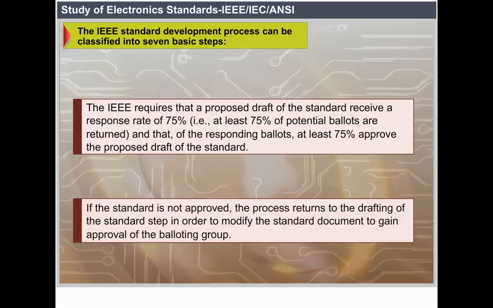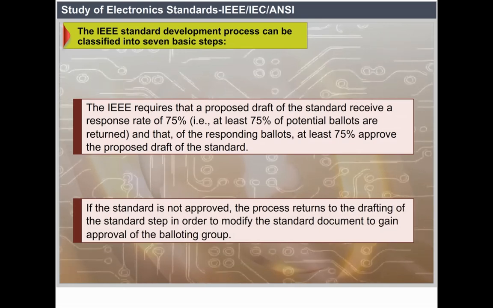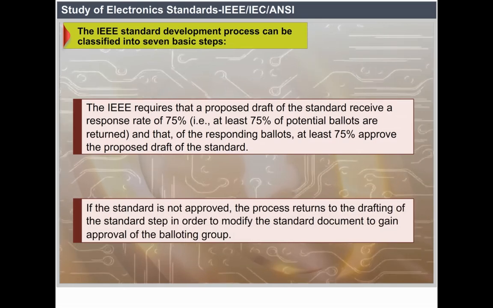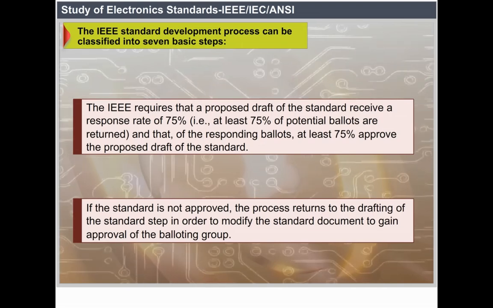If the standard is not approved, the process returns to the drafting of the standard step in order to modify the standard document to gain approval of the balloting group.